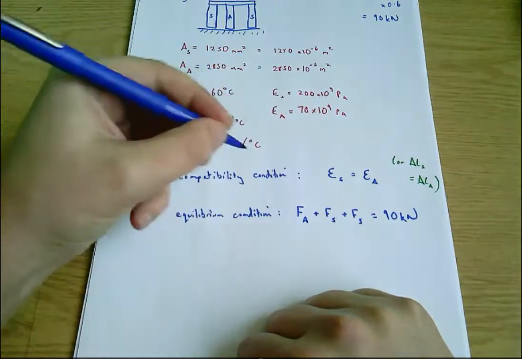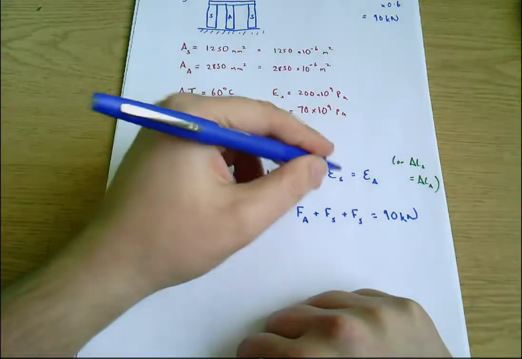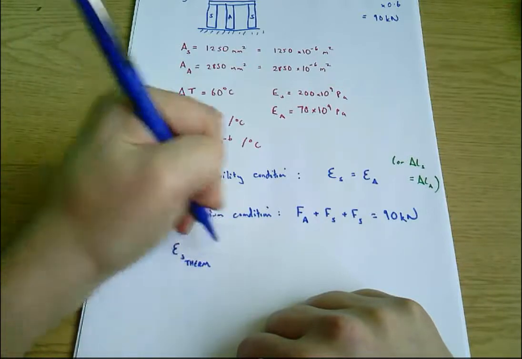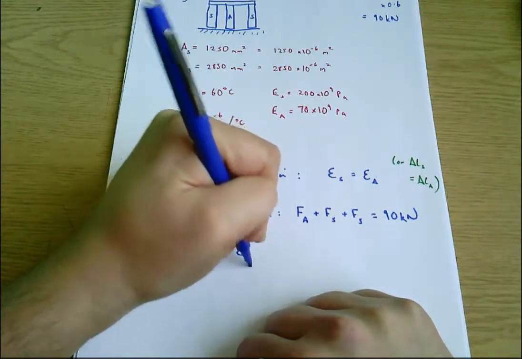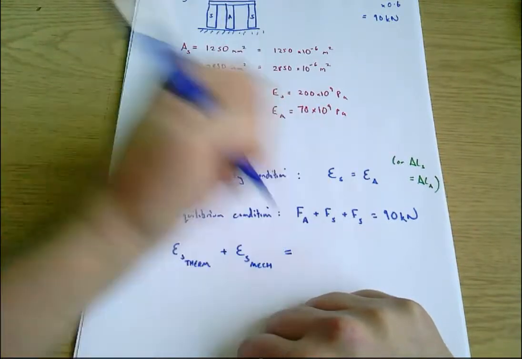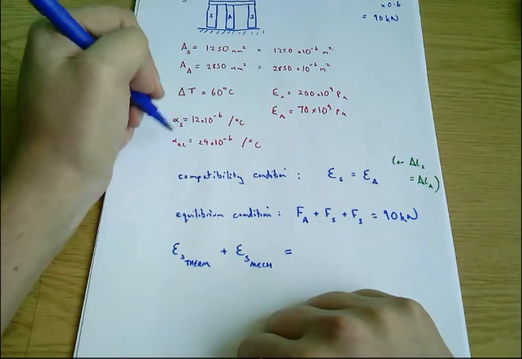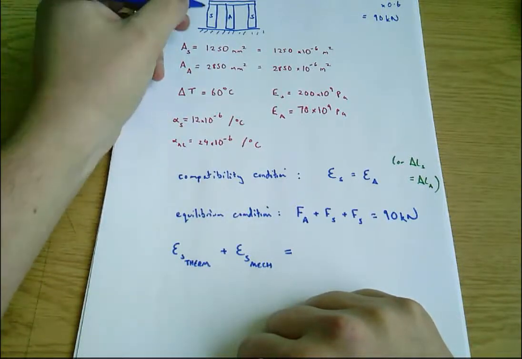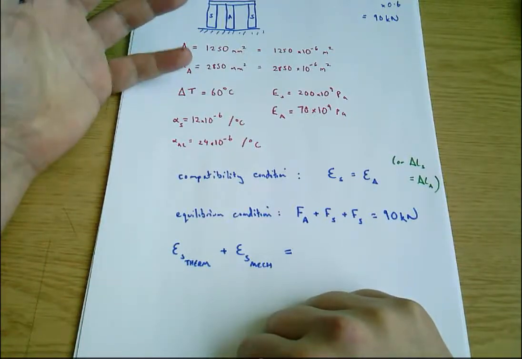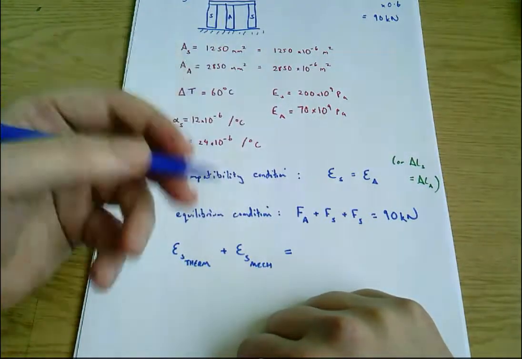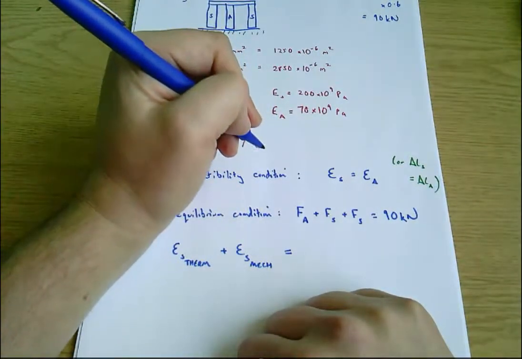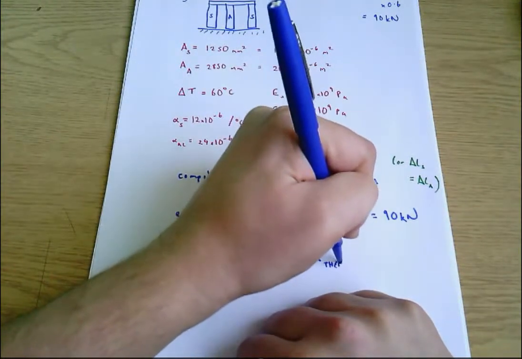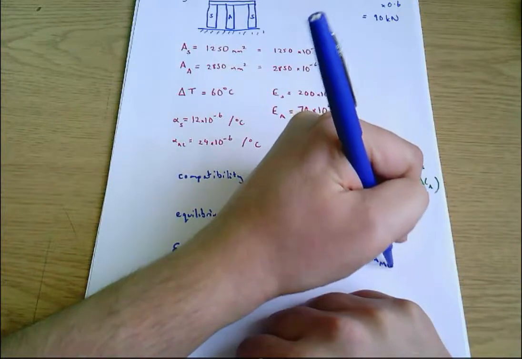Let's start with the compatibility condition because the strain is made up of thermal strain plus mechanical strain. In each case, we've got a temperature change and some coefficients of thermal expansion. And we've also got the fact that they're being squashed, so they're going to have some stress in them, and that's going to relate to a strain as well. So that thermal strain plus the mechanical strain in the steel equals the thermal strain plus the mechanical strain in the aluminium.